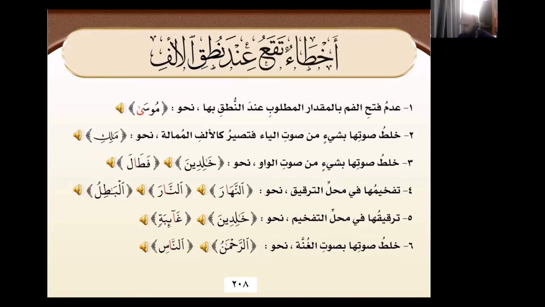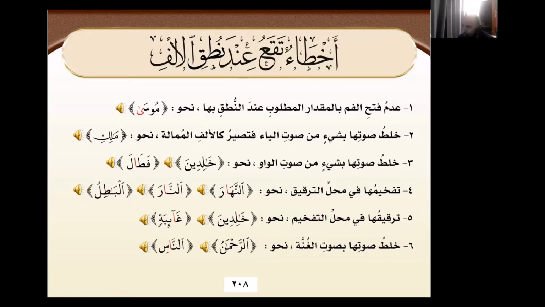So what we try to do is go over these 6 common mistakes, and then we try to pick up another 6 after this one. So the first common mistake, he says عدم فتح الفم بالمقدار المطلوب عند النطق بها نحو موسى. He said one of the mistakes that people often make is that they don't open the mouth as much as they should. Example, he picked up this one.